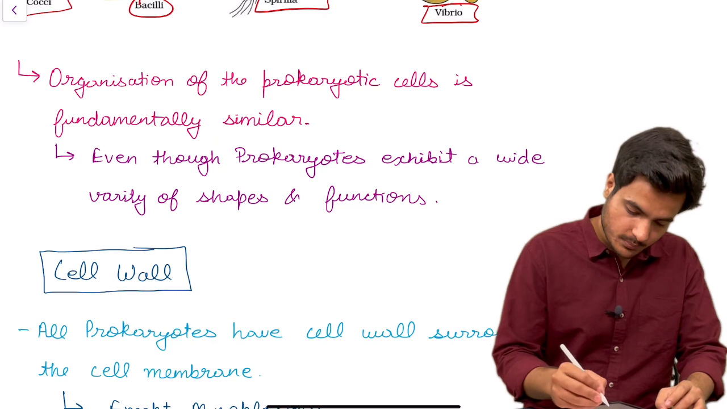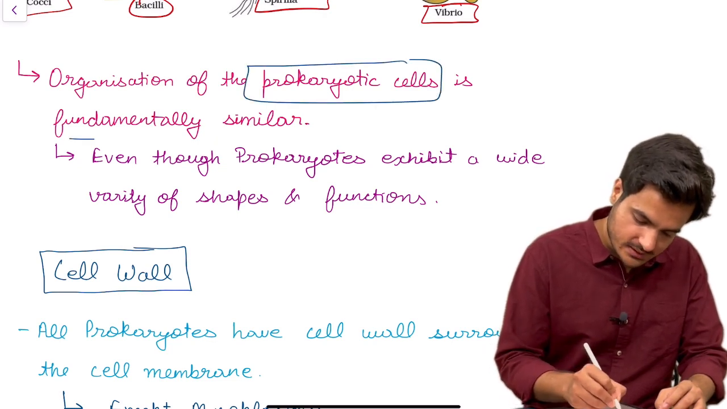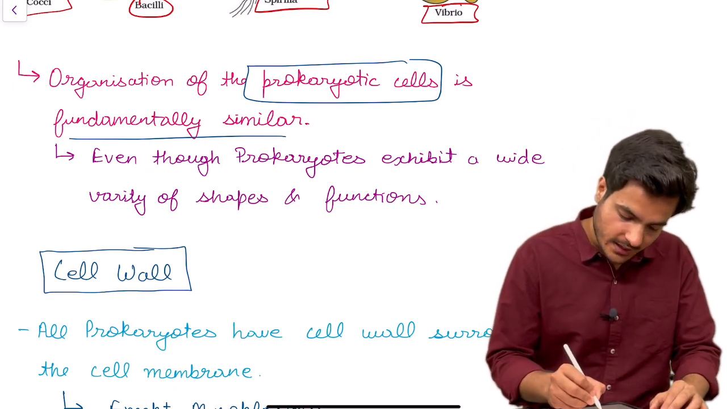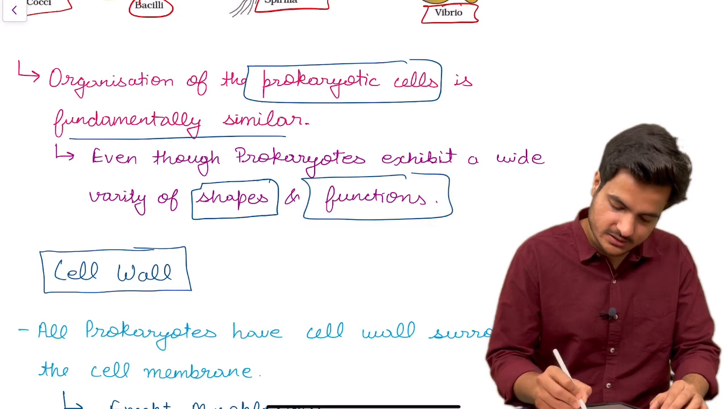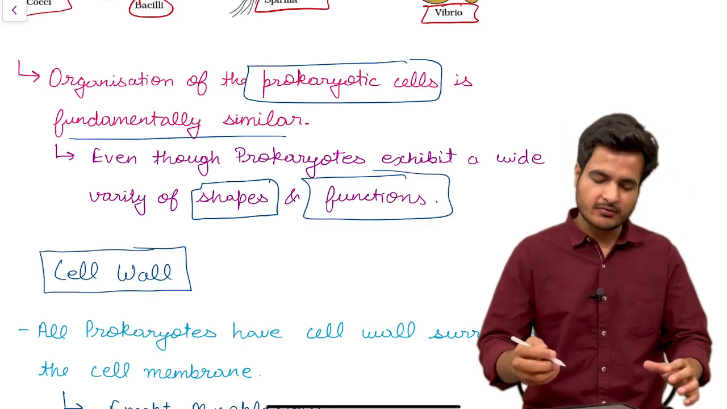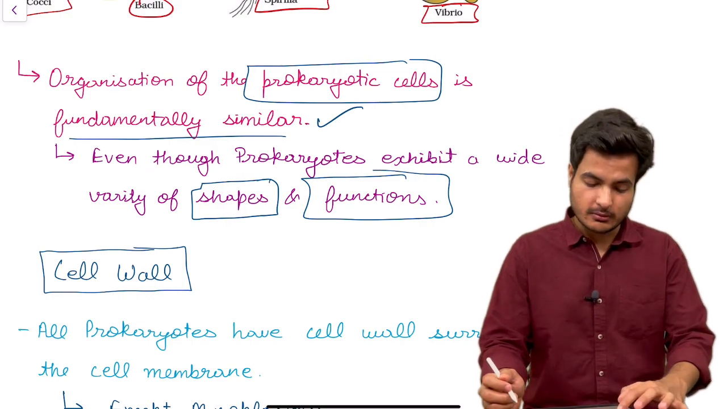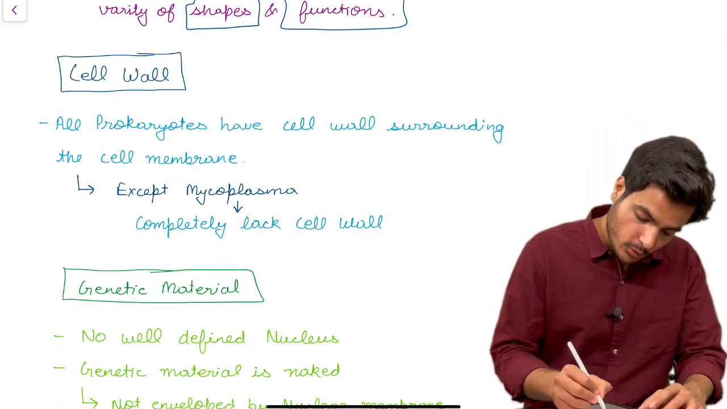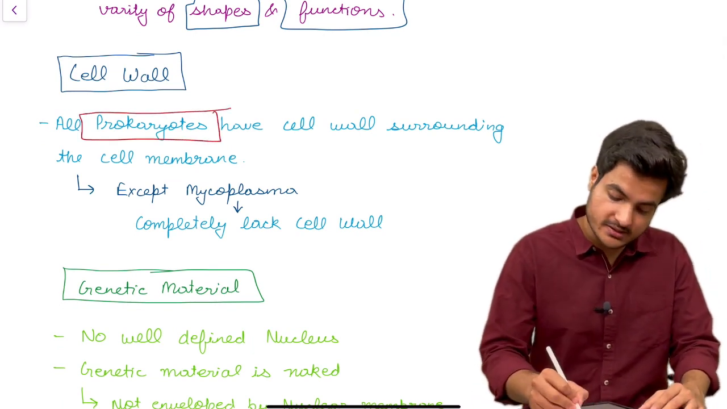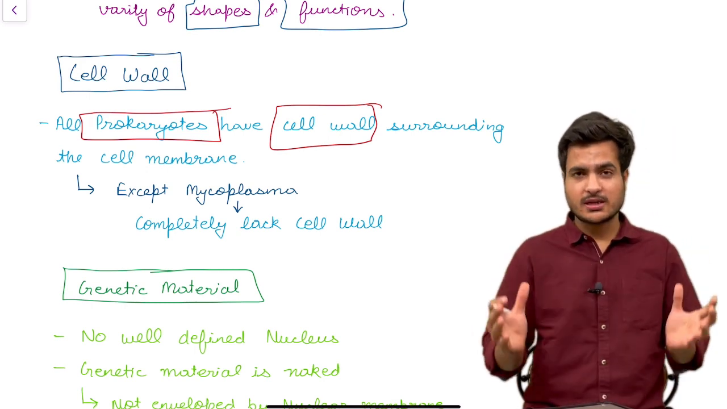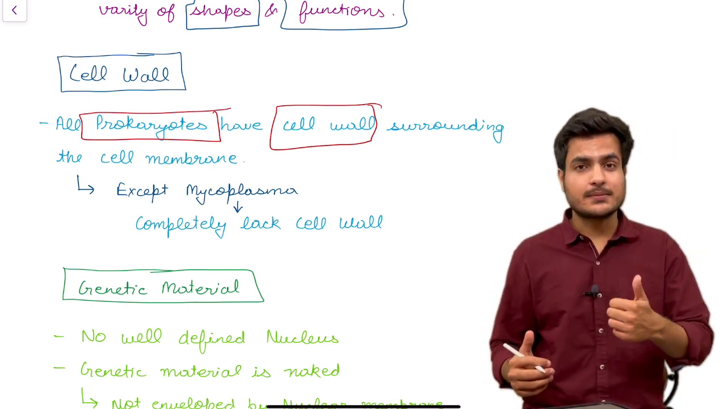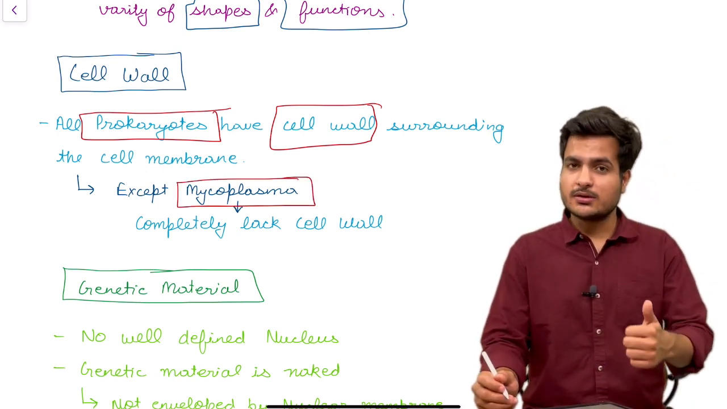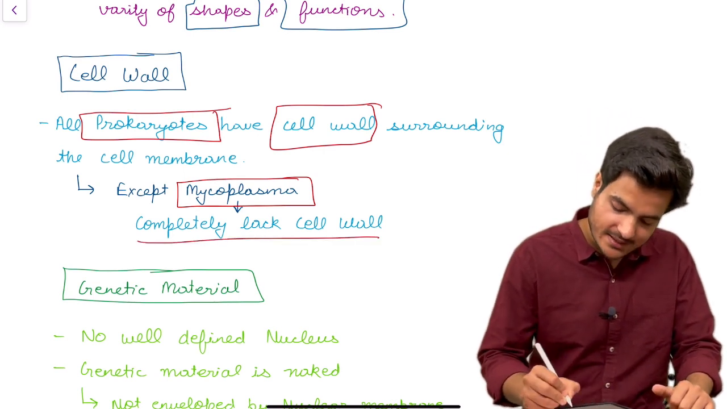The organization in prokaryotic cells is fundamentally similar. All prokaryotic cells are fundamentally similar, even though prokaryotes exhibit a wide variety of shapes and functions. Now let's talk about the cell wall of prokaryotes. All prokaryotes have a cell wall around the cell membrane. The exception to this is mycoplasma, which are the smallest living organisms, and they completely lack a cell wall.